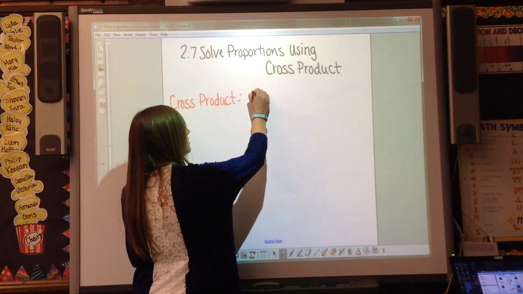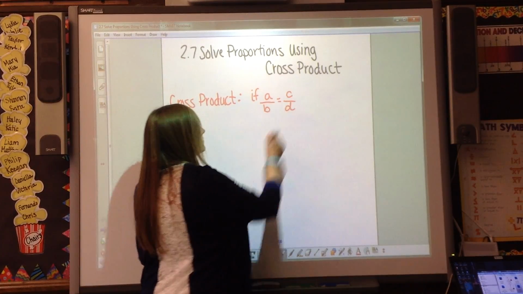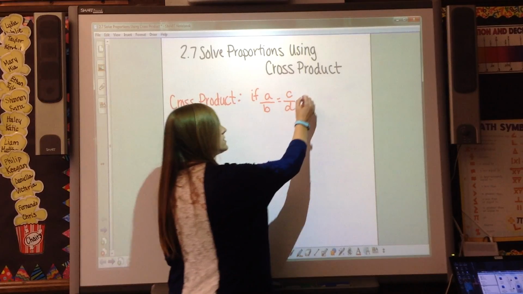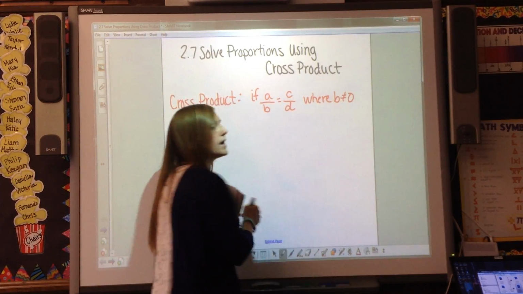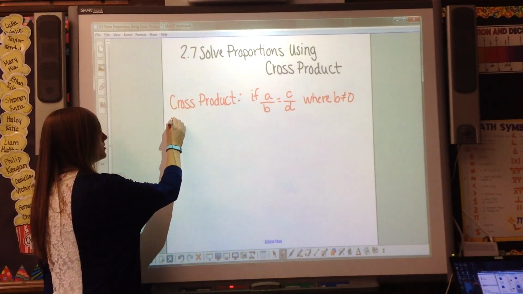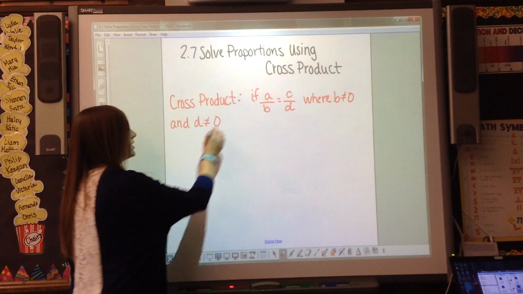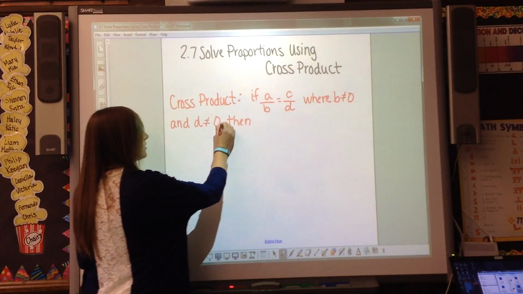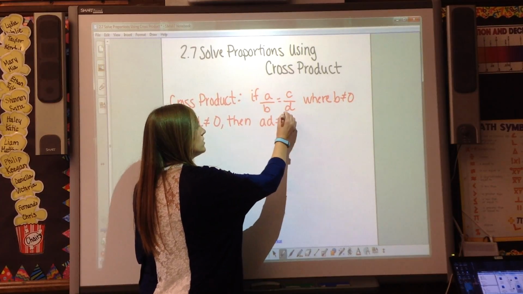If A over B equals C over D, where B does not equal 0, and D does not equal 0, then AD equals BC.